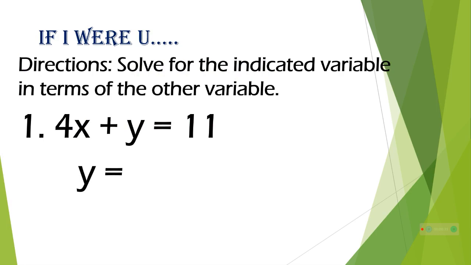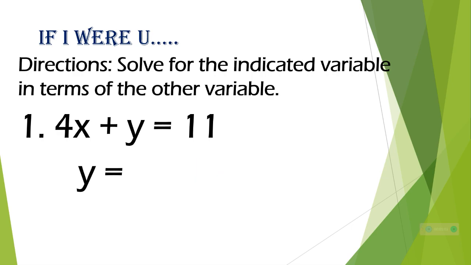I have here an activity entitled If I Were You. So the directions, you are going to solve for the indicated variable in terms of the other variable. So for number 1, we have 4x plus y equals 11. Okay, so you are going to solve this equation in terms of y. So what should it be? Okay, so we have here y equals negative 4x plus 11 is correct.